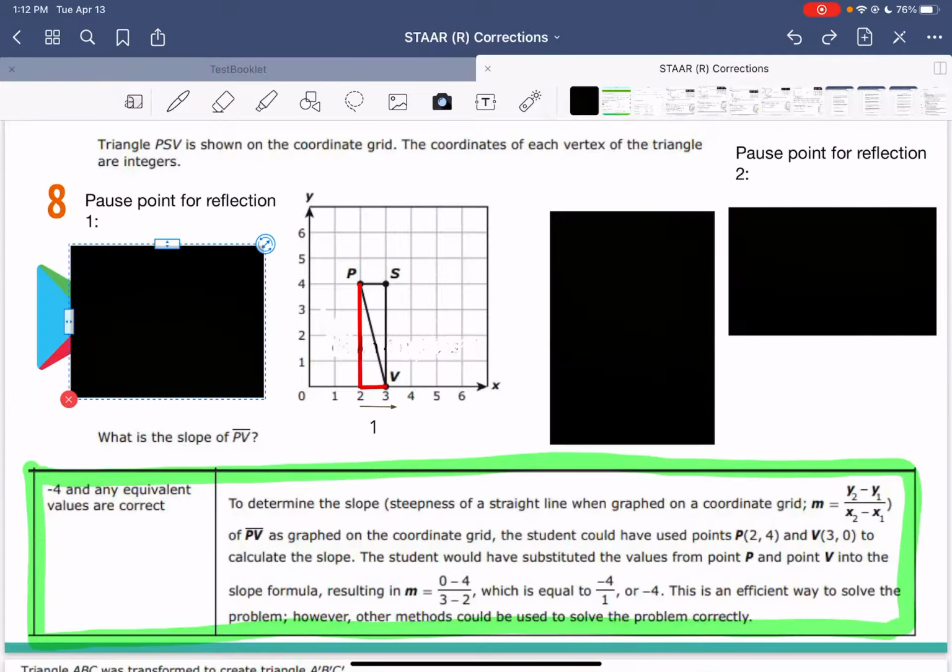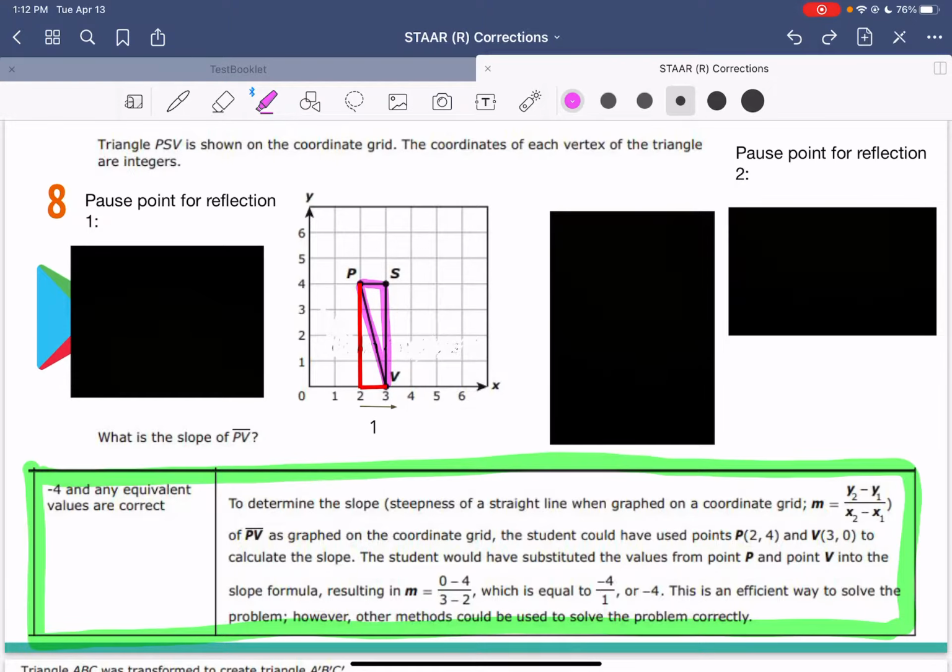Question 8, triangle PSV is shown on the coordinate grid. The coordinates of each vertex of the triangle are integers. So, a lot of information just saying that we have a triangle here. So we have this little triangle here.